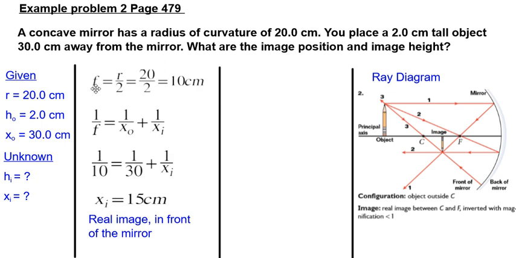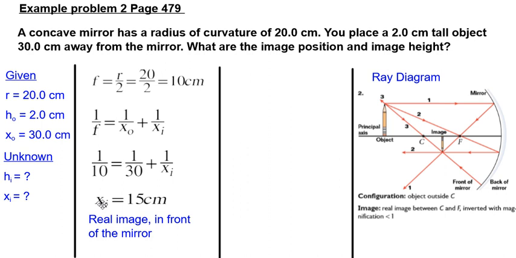First, the focal length equals the radius of curvature divided by 2, so 20 divided by 2 equals 10 centimeters. If we substitute the numbers we have in the equation of the mirror, 1 over f equals 1 over xo plus 1 over xi, so 1 over 10 centimeters, which is the focal length, equals 1 over 30, which is the object distance, plus 1 over xi, which is the image distance. So xi will equal 15 centimeters by calculations.